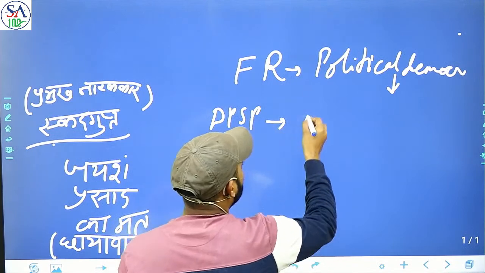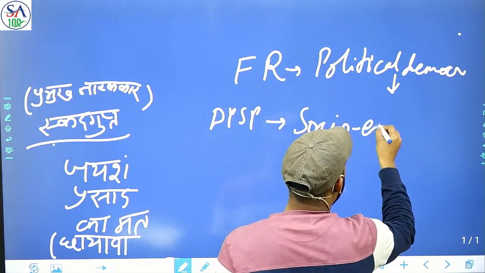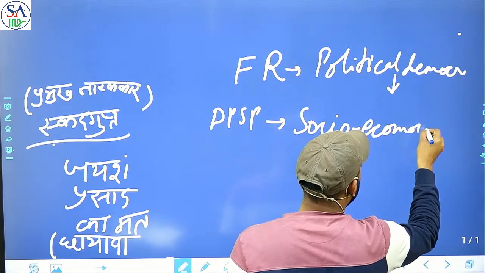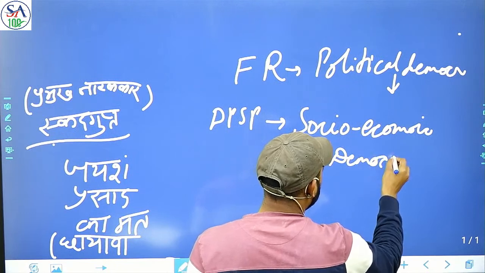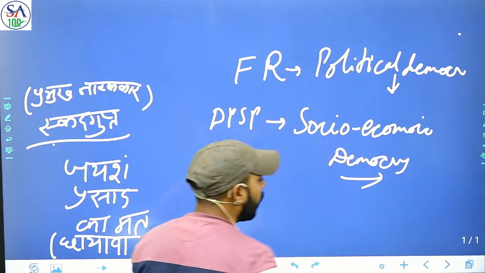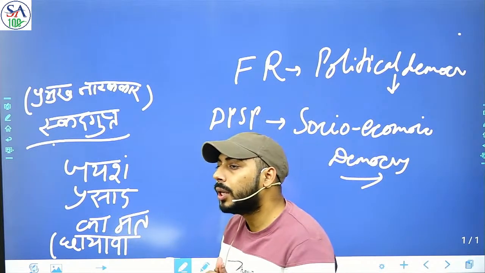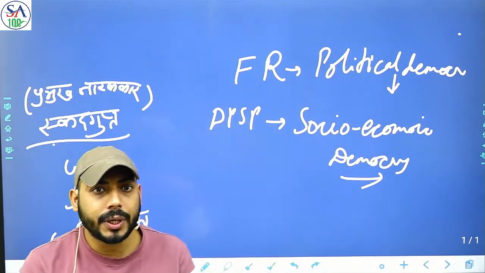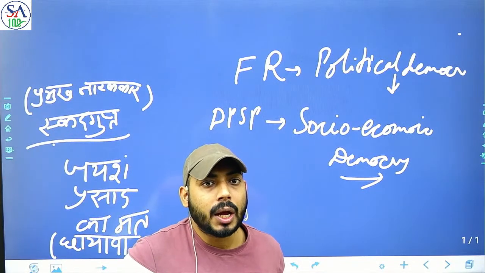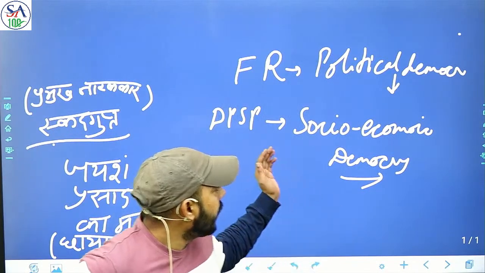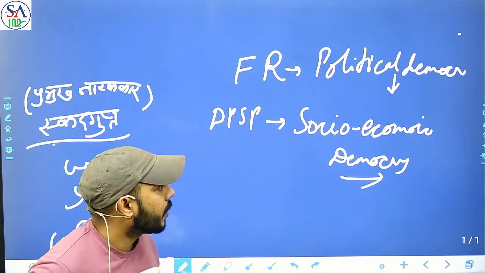they focus on socio-economic democracy. So the main objective of DPSP is to ensure the socio-economic democracy for the people. We will look ahead in the lecture how it is possible that it ensures the socio-economic democracy for the people.